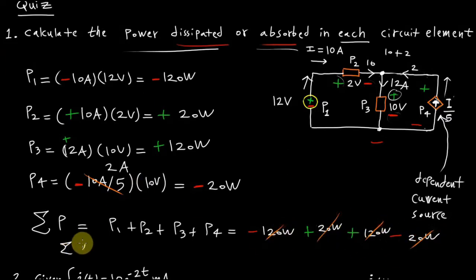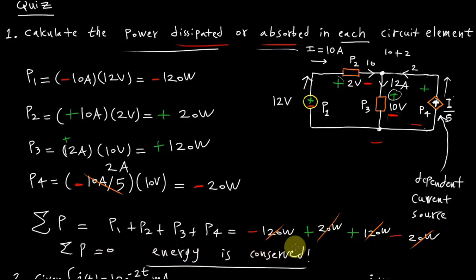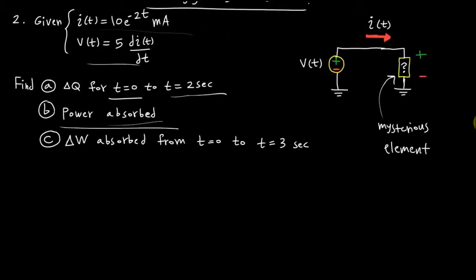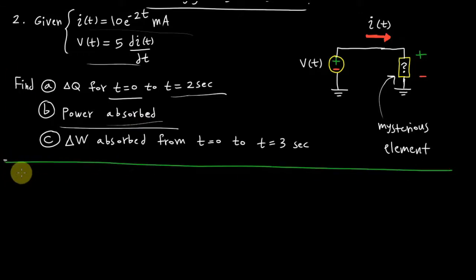Additionally, we see that the energy is supplied from the 12 volt supply and also the dependent current source. Now looking at problem 2, we should probably write out the current and voltage down here. For part A, the current is given as 10 milliamps times e to the minus 2.